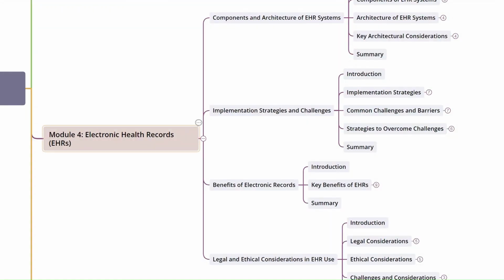Next, Module 4, Electronic Health Records, also referred to as EHRs. It focuses on one of the pivotal components of health informatics, that is, electronic health records. EHRs are at the core of healthcare IT, enabling seamless access and sharing of patient information across multiple platforms and stakeholders within the healthcare ecosystem.